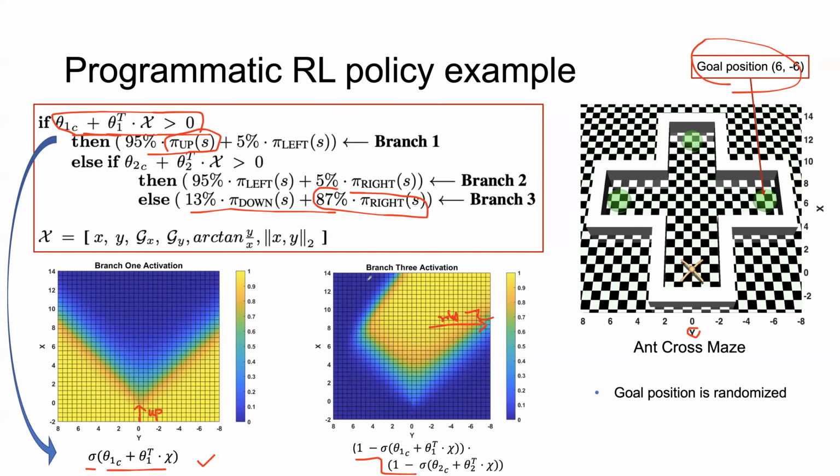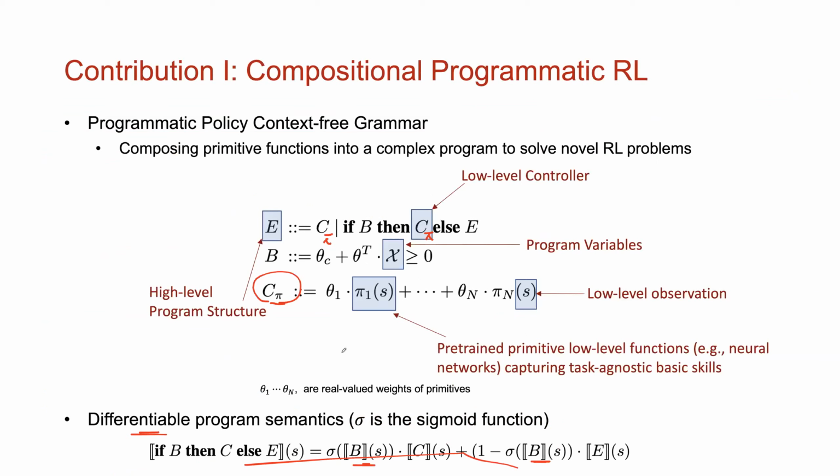I'm curious, is the program that you're learning deterministic, or are you treating it stochastically? Like, for this first Boolean condition, if theta1c plus theta1 transpose times x greater than 0, is that a hard condition, or are you passing that through a sigmoid and then sampling with probabilities, so you take the first branch with the sigmoid probability, and then with 1 minus that probability, you take the second branch? We just take the sigmoid value of that. So the output of the program is deterministic.